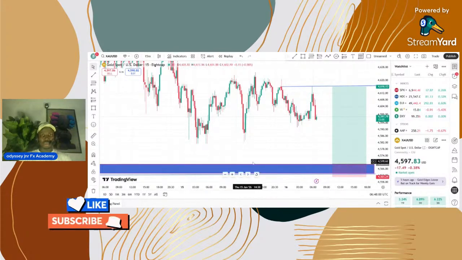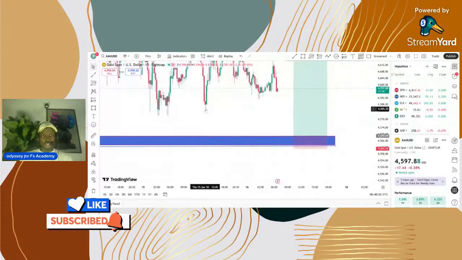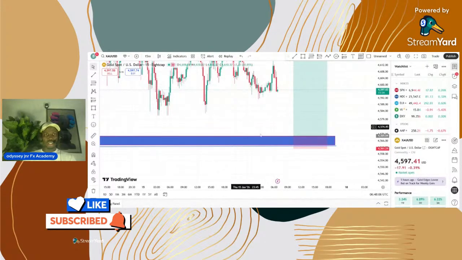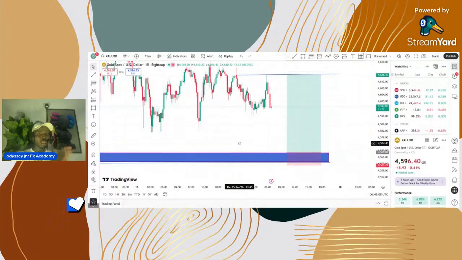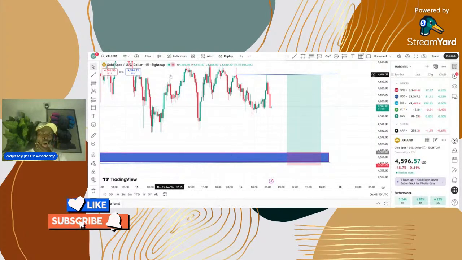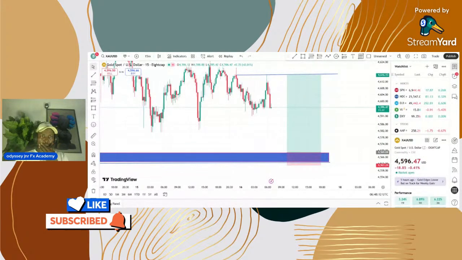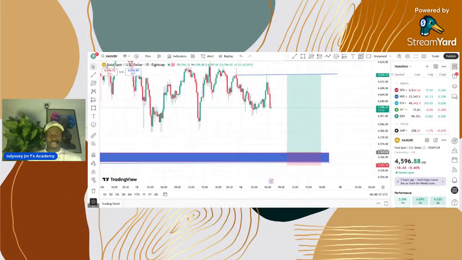So we'll be looking at this trade here. Let's see what the market will give to us today.